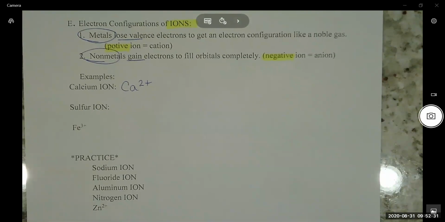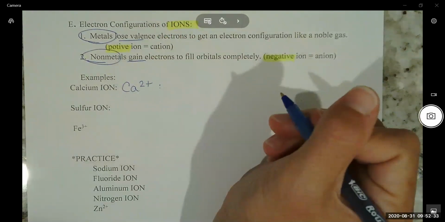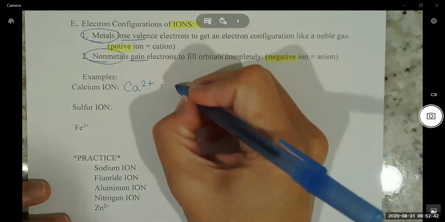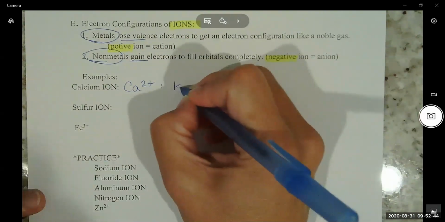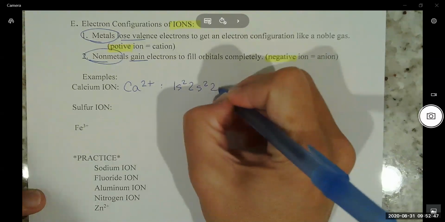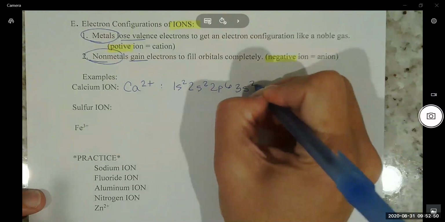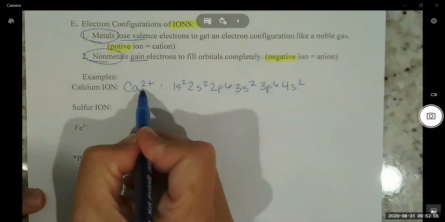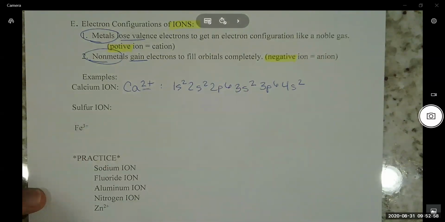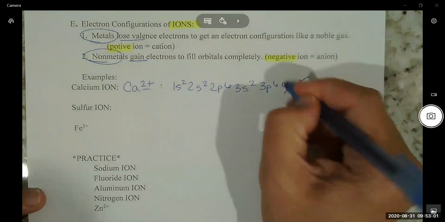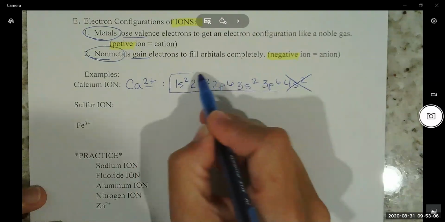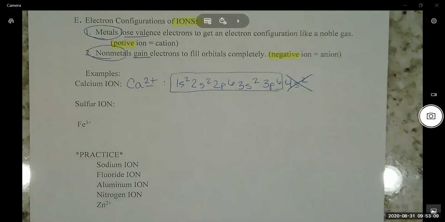Find calcium. What you're going to do is start with the electron configuration of the calcium atom. If I write out the atomic electron configuration without gaining or losing electrons, it would be 1s2, 2s2, 2p6, 3s2, 3p6, and then 4s2. Because it has a +2 charge, it's losing 2 electrons, and it loses its valence electrons. So those go away, and this becomes my electron configuration for calcium.